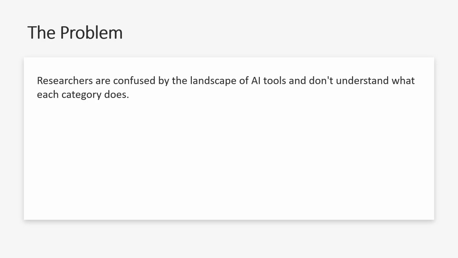Category 1 is semantic search tools. These help you find relevant literature using concepts and meaning, not just keywords. They understand that a paper about cardiac events might be highly relevant when you search for heart attacks, even if those exact words never appear in the paper. Category 2 is general AI assistants. These are conversational tools like Claude, ChatGPT, and Gemini. They can help with brainstorming ideas, explaining complex concepts, drafting text, and analyzing data you provide to them.